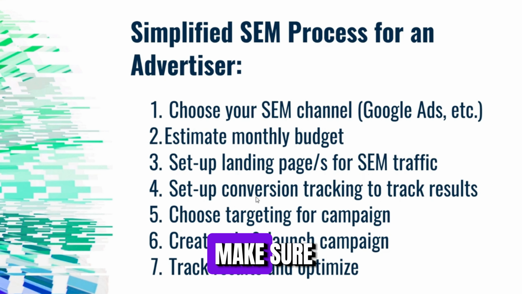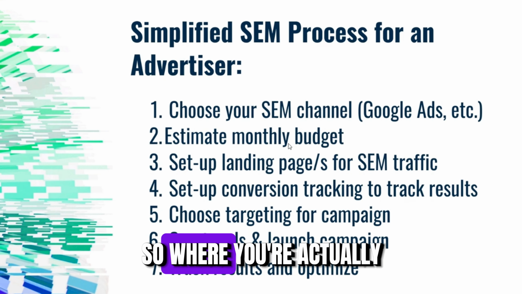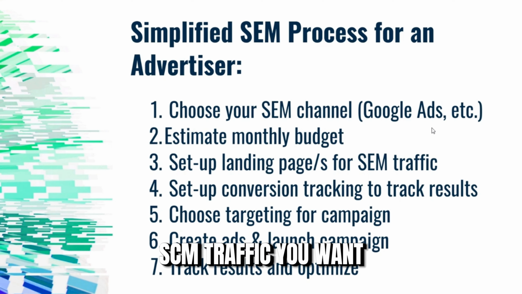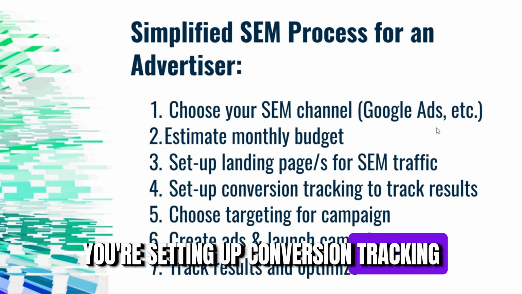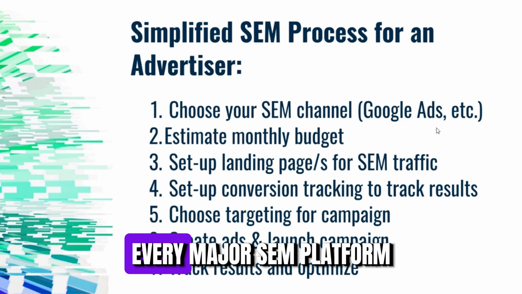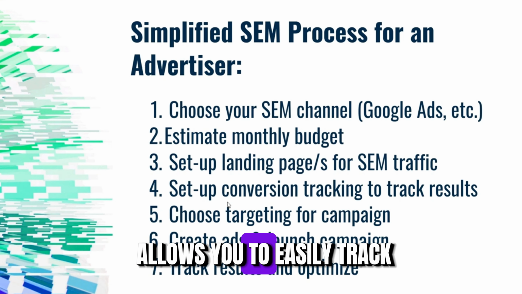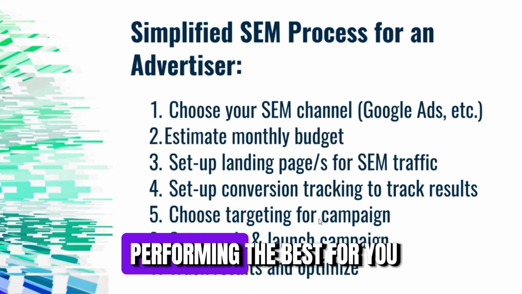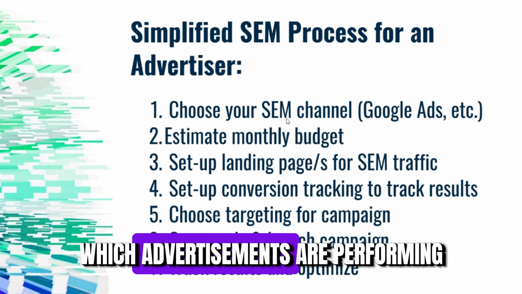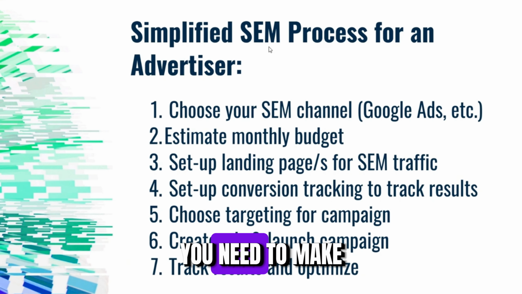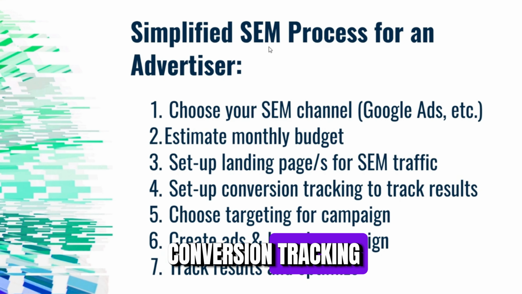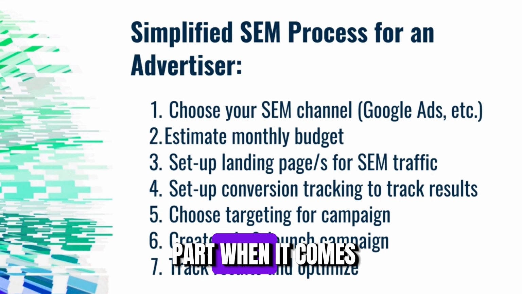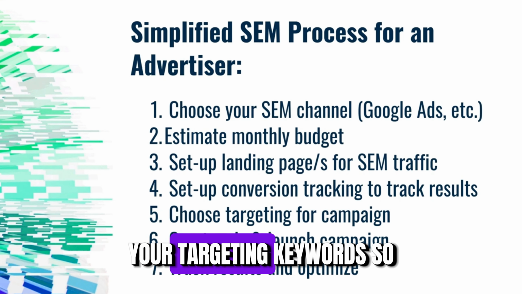Next, you want to make sure you're setting up your landing pages, so where you're actually going to be sending paid advertising traffic, SEM traffic. You want to make sure you're setting up conversion tracking so you can track the results. Every major SEM platform allows you to easily track which keywords are driving conversions, which landing pages are performing the best for you, which advertisements are performing the best for you, but you need to make sure you set up conversion tracking. You want to choose your targeting for a campaign. So for the most part, when it comes to SEM, you're targeting keywords.